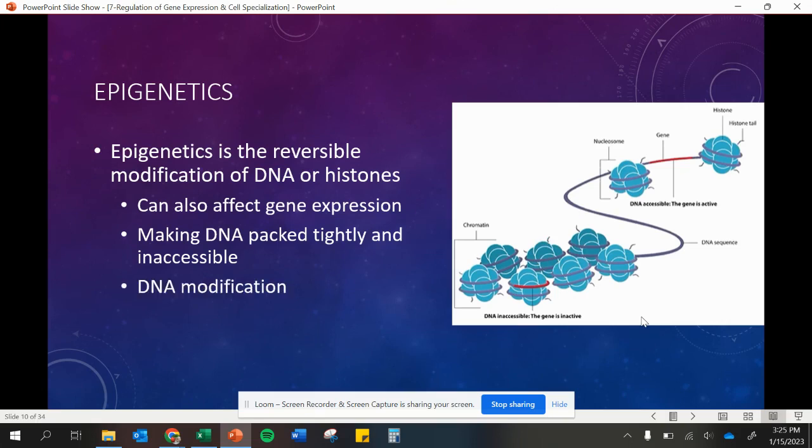We can also have DNA modifications. This is where we add different methyl groups or other things. It's just adding little chemical flags, kind of, to the DNA, and that's going to signal transcription or inhibit transcription, depending on the case. So methylation is an example of this. Acetylation, all these are examples of adding a methyl group or an acetyl group. This is just a chemical group that's added onto the DNA.